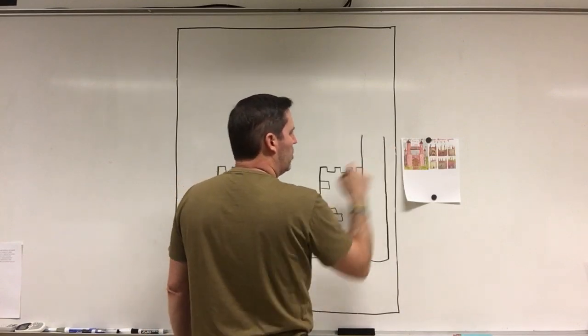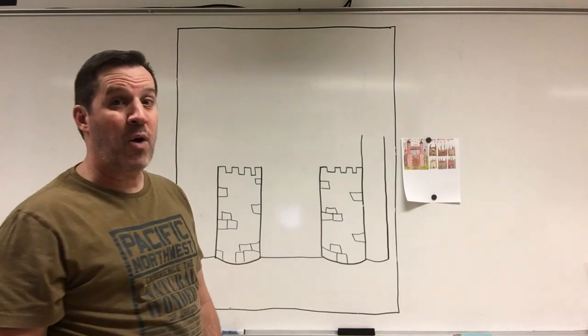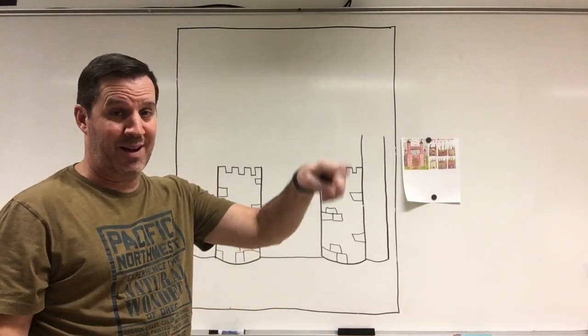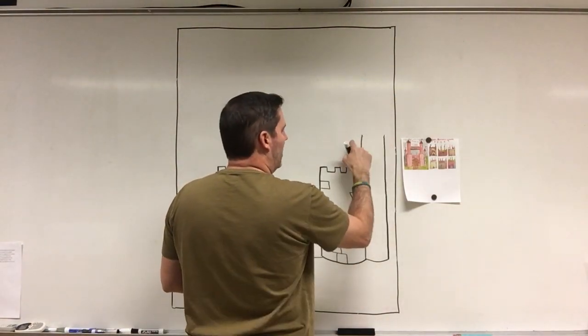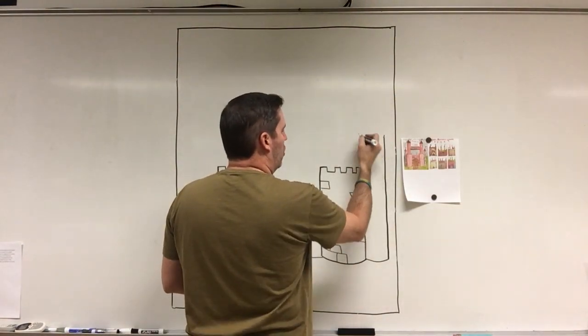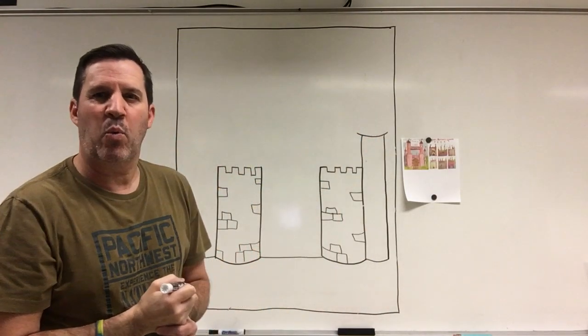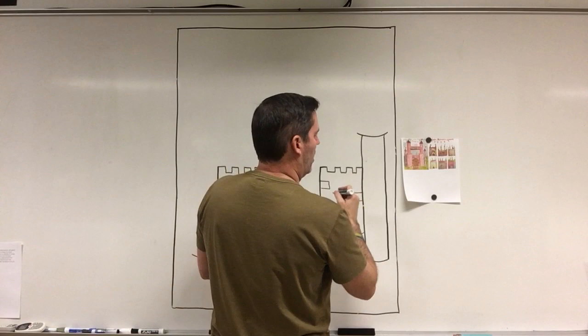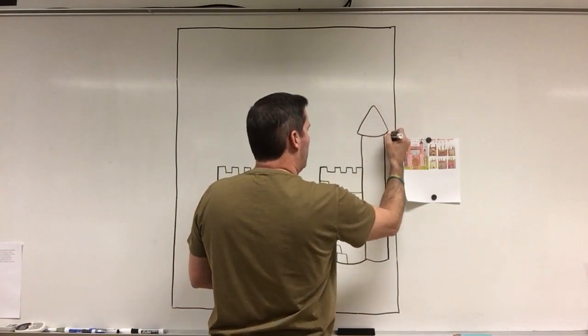Now my roof on top of there, I'm going to draw a nice pointy roof. But because it's round, again, I'm not going to make a straight line. It's going to be curved a little bit. And I'm going to make it come out a little bit wider than the walls. Kind of like that. It's a little bit wider. And then I'll draw a nice big pointy tower.